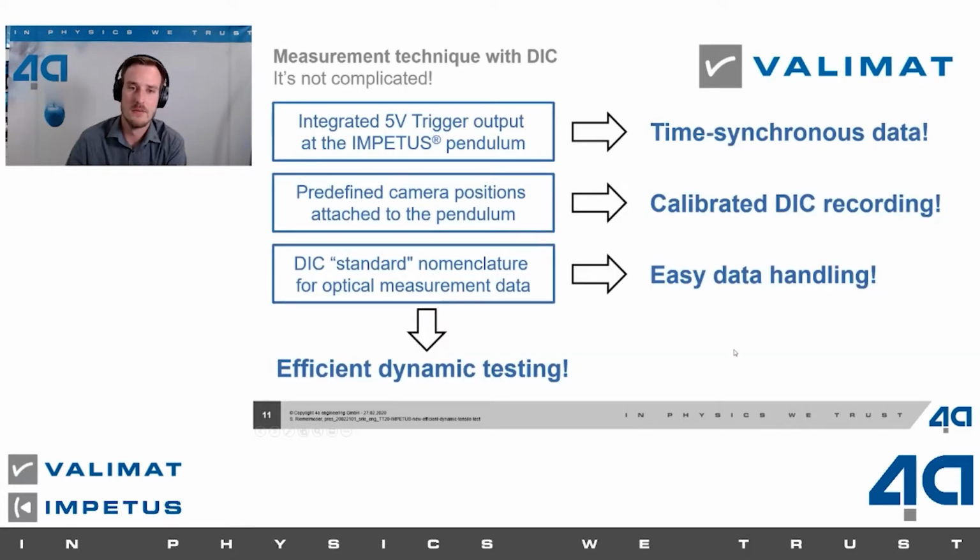Okay, to sum up these points, I would say it's not complicated to measure DIC with the VALIMAT system, because we have the 5-volt trigger output and get time synchronous data. We have a very good predefined camera position on the pendulum, which means we do not have to calibrate each time we go to test. And we have the DIC standard nomenclature from 4A, which makes it easy to handle the big amount of data in VALIMAT. And this all leads to a very efficient dynamic testing, I think.